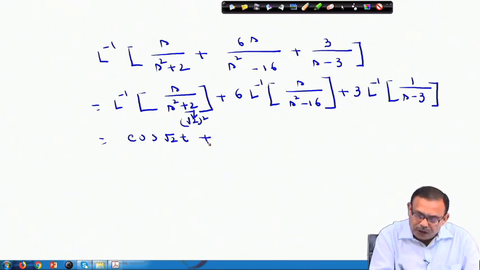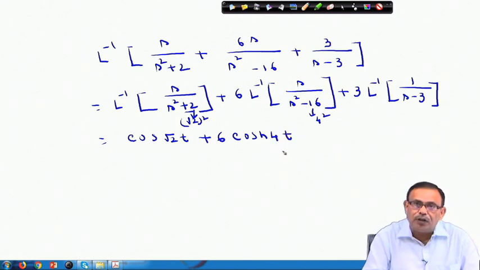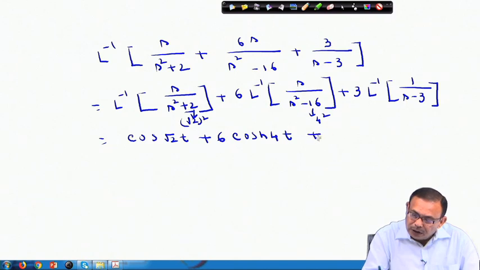plus 6 into s by s square minus 16. This again you can write as s by s square minus 4 square. So, this is nothing but cos hyperbolic 4t. Please remember that for cos hyperbolic a t, the Laplace transform is s by s square minus a square, and this is the easier one, 1 by s minus 3, that is e power 3t.